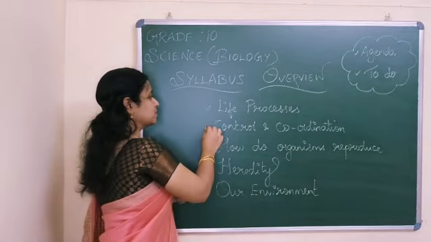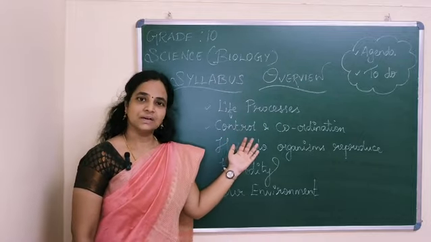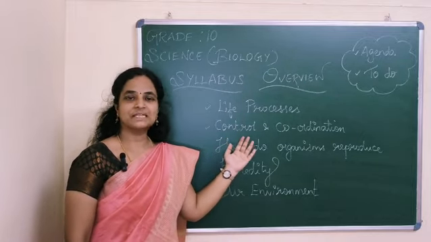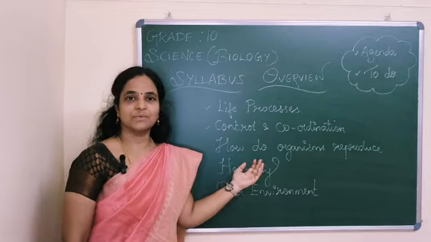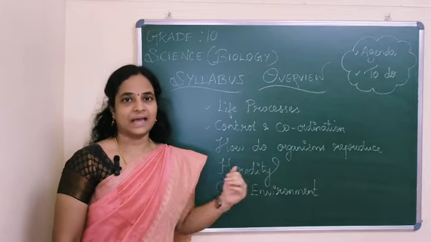The second chapter is going to be control and coordination. Here we are going to discuss the nervous system, structure of the brain, spinal cord, and also the hormones, how they play a vital role in plants as well as in animals.